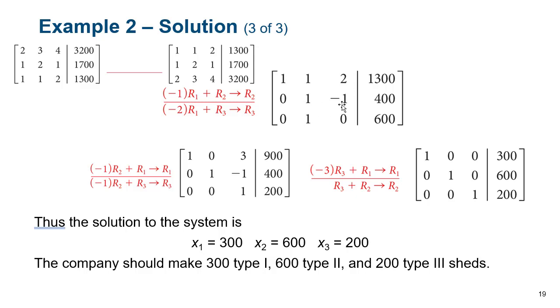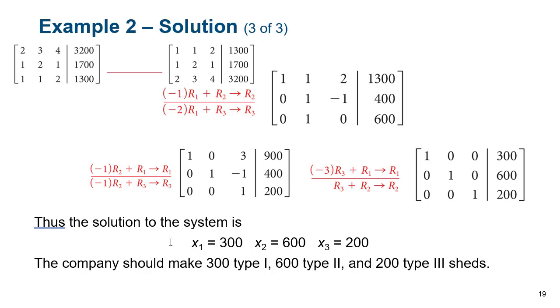Now using this matrix, we want a 1 in the middle, which we already have. So we can do -1 times it and add it to the top, and -1 times it and add to the bottom to make those zeros. Now we want the bottom one to be 1, which we already have. So we can just add it to this one, right, to get rid of it, and then multiply it by -3 and add to this one to get rid of that one. And we finally get down here.